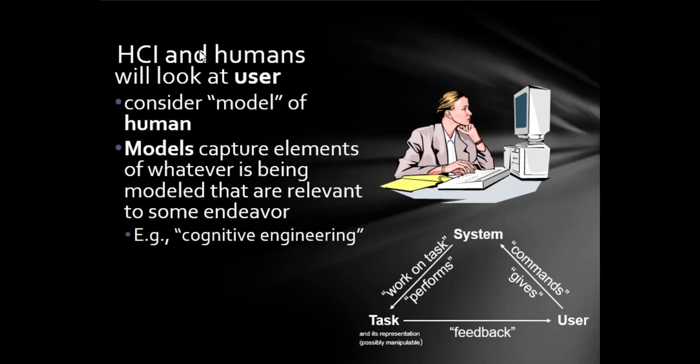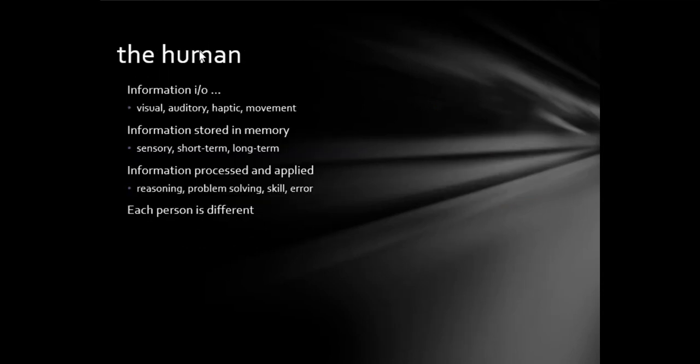Consider a model of the human. Models capture elements of whatever is being modeled that are relevant to some end user. For example, cognitive engineering. The human information input output, visual, auditory, haptic, movement, information stored in memory, sensory, short term, long term, information stored and applied, reasoning, problem solving, skill, error.